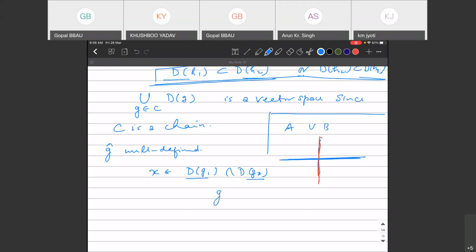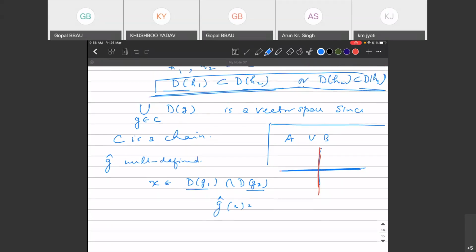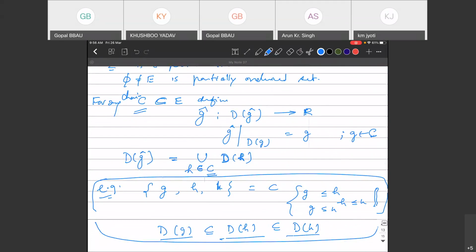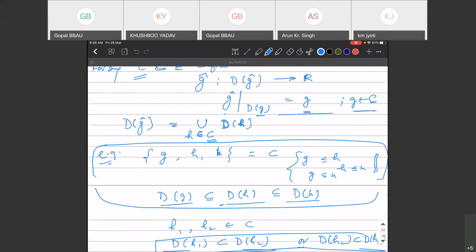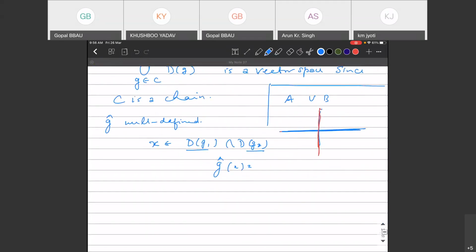As we defined G head of x here, for any G in C, G head when we restrict it to DG will give G. So G head of x would be G1 of x and it would also be G2 of x. Correct?